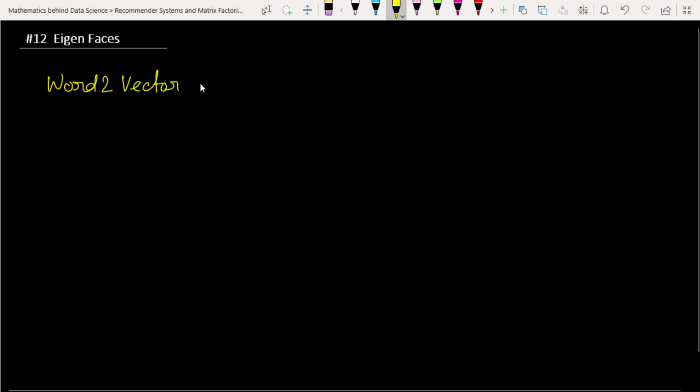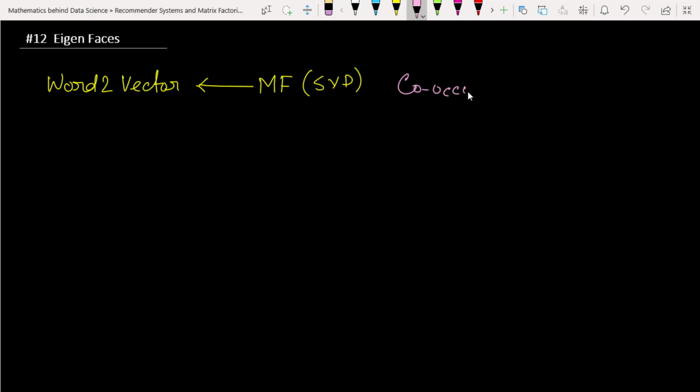For word to vectors, we used the matrix factorization technique. Mainly we used the singular value decomposition technique, and the SVD that we apply on the co-occurrence matrix. We apply the SVD on the co-occurrence matrix. We have seen it in the previous video.